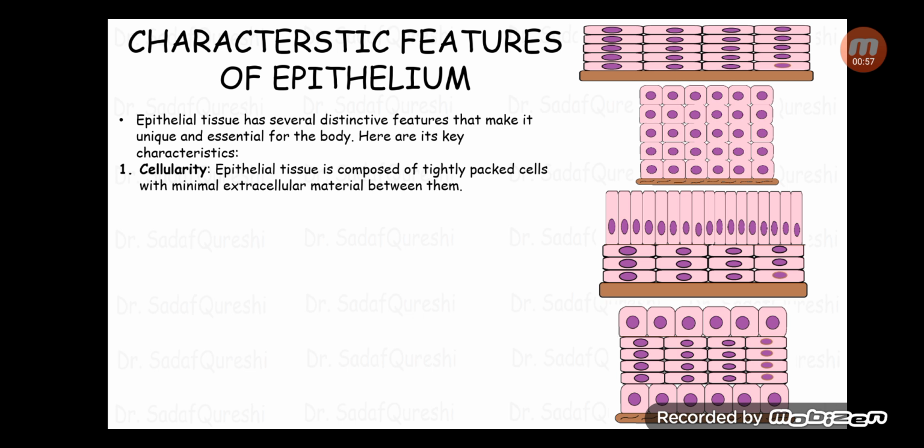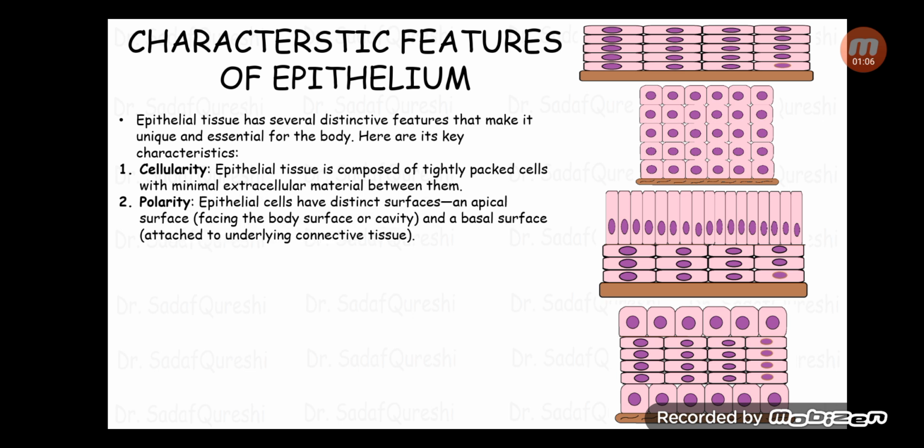As you can see there in the picture, different types of epithelium have tightly packed cells and minimal extracellular material between them. Then it has polarity, that is, epithelial cells have distinct surfaces: an apical surface that is facing towards the body surface or cavity, and a basal surface that is attached to underlying connective tissue, that is the basement membrane.